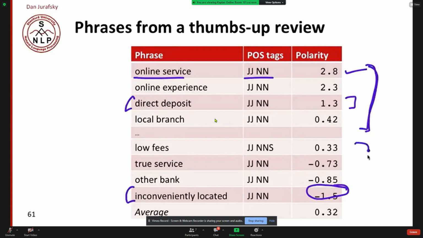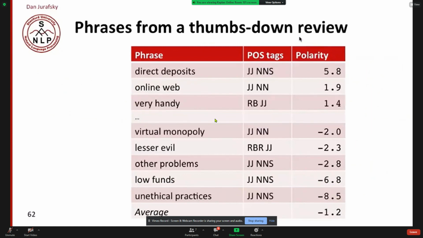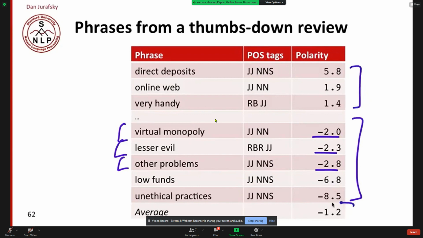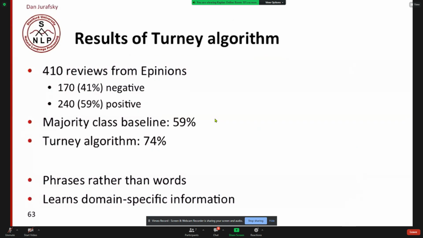On average, though, and I've just shown you a subset, more of the positive phrases occur in this review than the negative phrases, and the average polarity is positive. So this is a thumbs up review. In a thumbs down review, you can see that phrases like virtual monopoly, lesser evil, and other problems all have negative polarity, occur more frequently than the positive phrases in this review, and we end up with a review that has an average negative polarity.